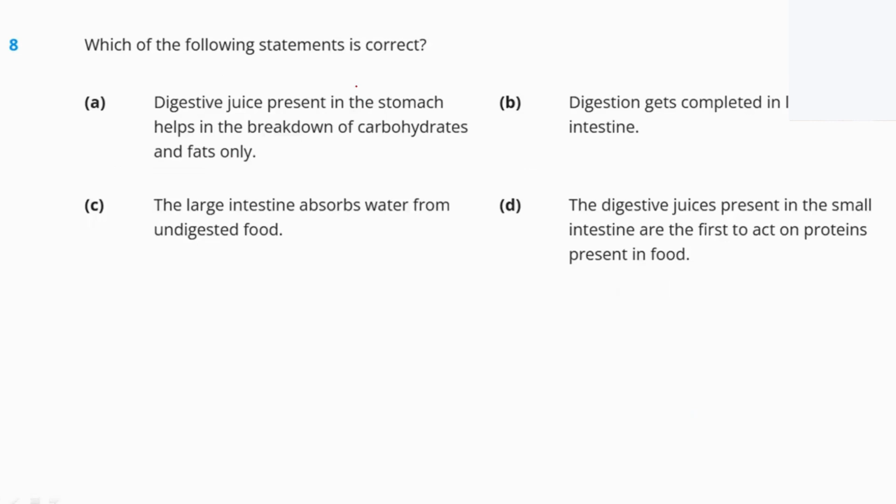Next, which of the following statements is correct? Digestive juice present in the stomach helps in the breakdown of carbohydrate and fat only. Incorrect, right? Then next is digestion gets completed in large intestine. No, it completes in small intestine. Yes, this is correct.